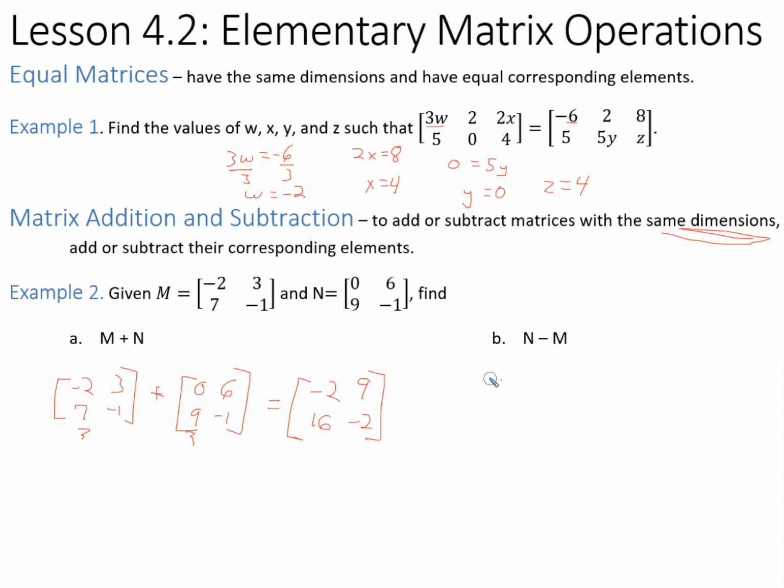Now we can do N minus M. So we'll take N, which is 0, 6, 9, negative 1, minus M, which is negative 2, 3, 7, negative 1. And we're going to subtract. So make sure we're aware of the subtraction here. 0 minus negative 2 is like 0 plus 2, which is 2. 6 minus 3 is 3. 9 minus 7 is 2. And negative 1 minus negative 1: negative 1 minus a negative is like plus, so negative 1 plus 1 is 0. So there's the difference of N and M.